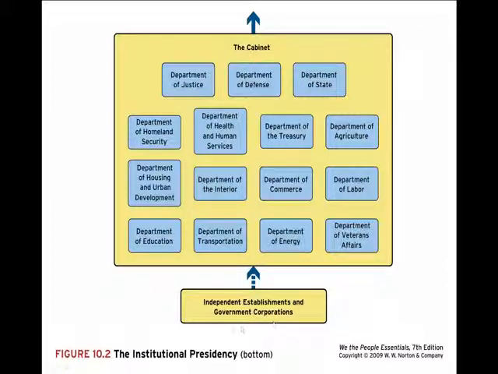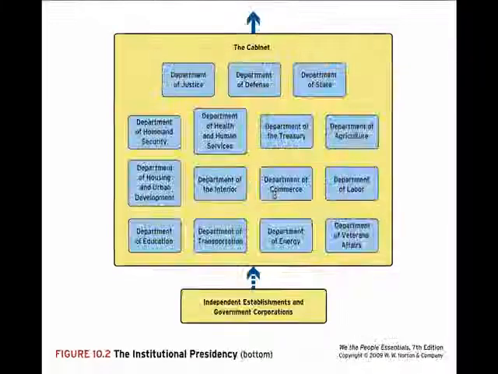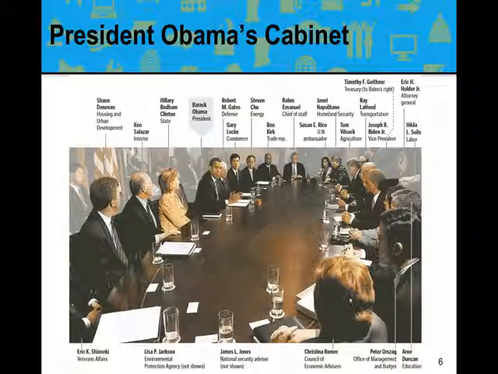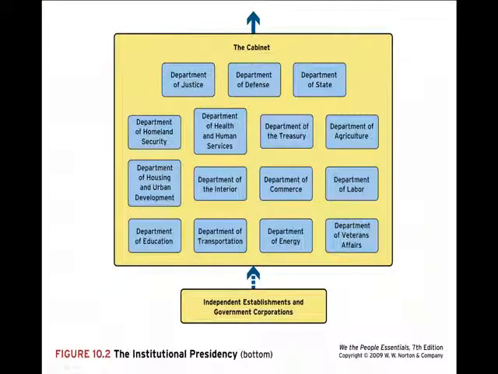Okay, so this is the bottom part, this is the top part, and they all kind of go together to bring information and institutional sources of power to the president. Okay, this is just a picture to show you. This is President Obama's cabinet, and of course you're not going to be expected to memorize these people, but this is just to point out to you all the different people that make up the secretaries of this particular group.